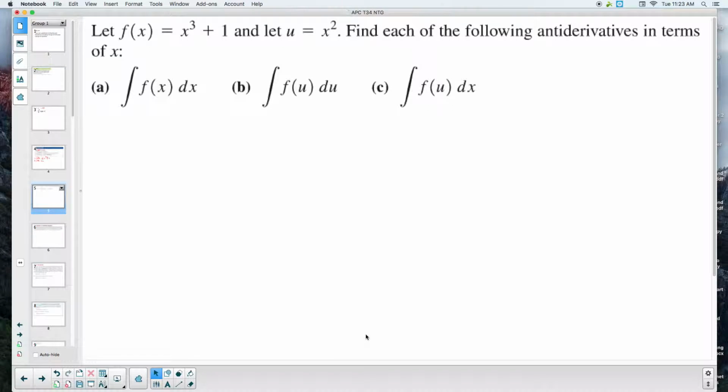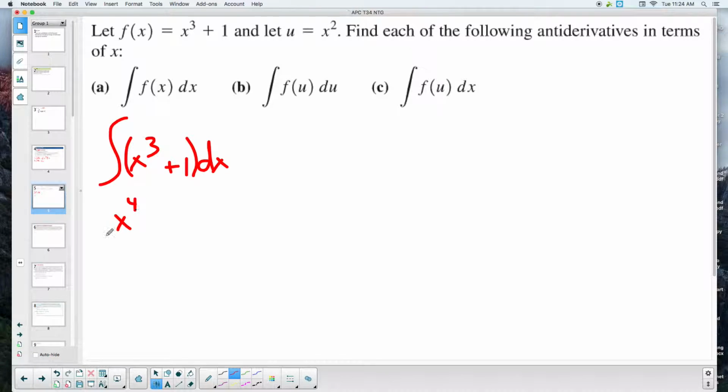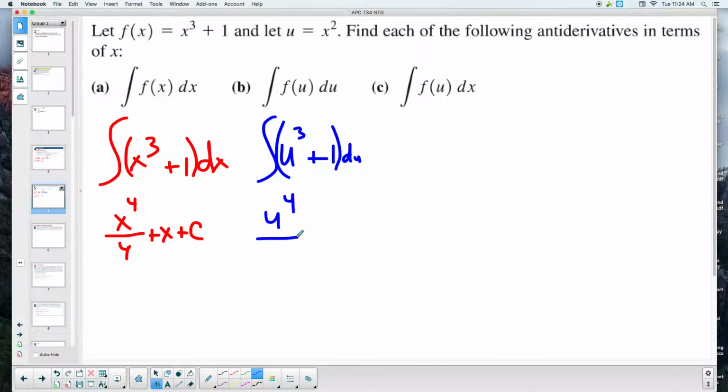All right, so A, the antiderivative of f of x dx would be the antiderivative of x cubed plus 1 dx. All right, the 3 powers up to 4, divide, plus x, plus a constant. All right, let's try B, the antiderivative of f of u du. So we want u in place of the x. So that would be u cubed plus 1 du. So that becomes u to the fourth over 4 plus x plus c.